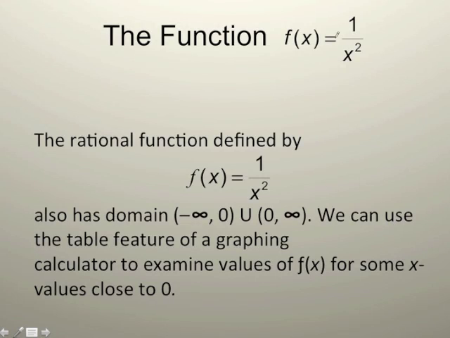Now let's look at another basic function, 1 over x squared. This is defined, it has a domain. Again, x cannot equal 0, so the domain is negative infinity to 0, union with 0 to infinity. And we can use a table for a graphing calculator again.